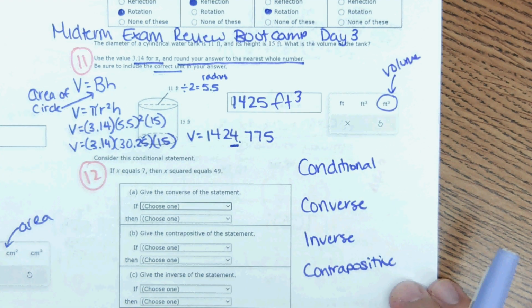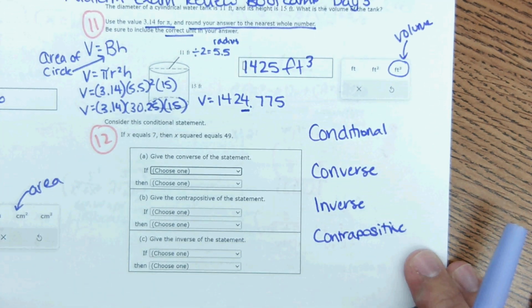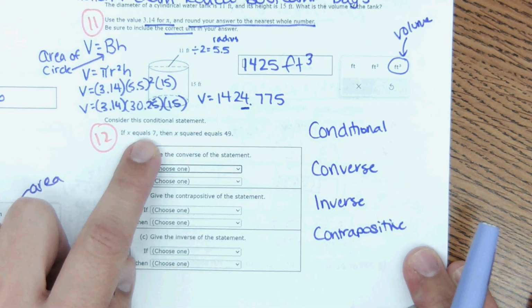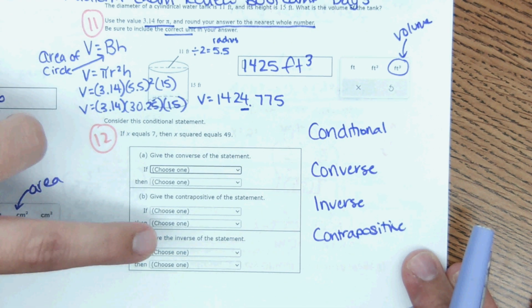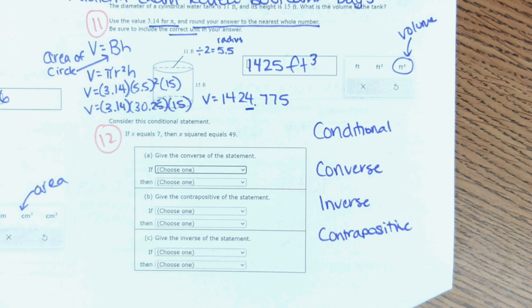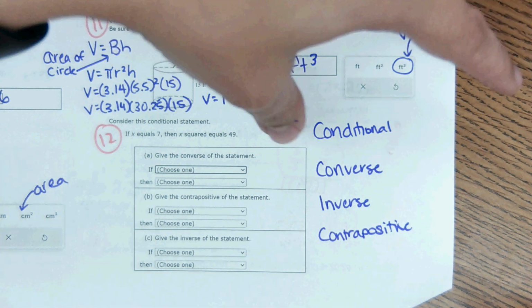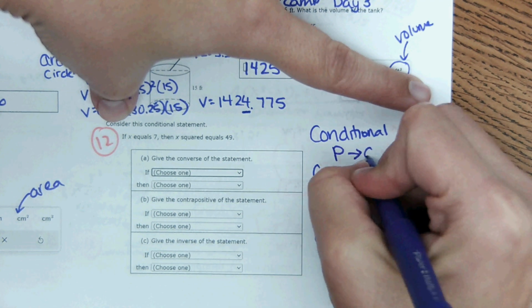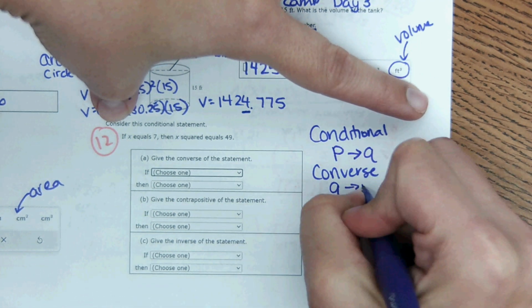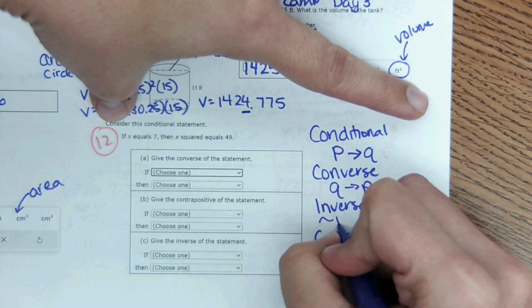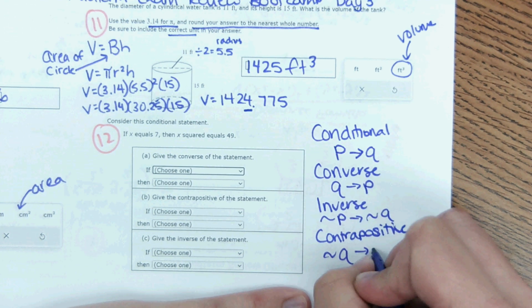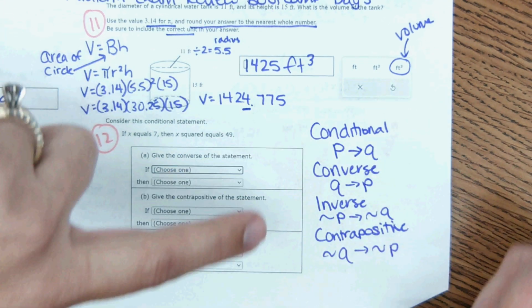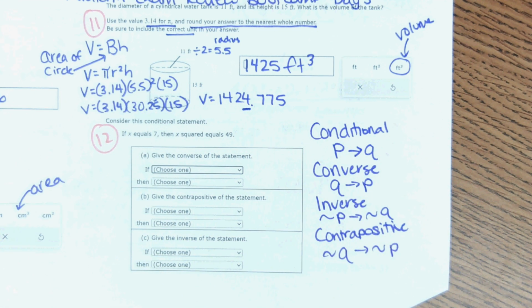Okay, now the next set of problems, it says consider this conditional statement. If x equals 7, then x squared equals 49. And it wants you to give the converse, contrapositive, and inverse. Okay, well, the conditional would be P then Q. The converse would be Q then P. Inverse is not P then not Q. And then the contrapositive would be not Q then not P. You will have to have this memorized for the exam, so make sure that you memorize that before exam day.